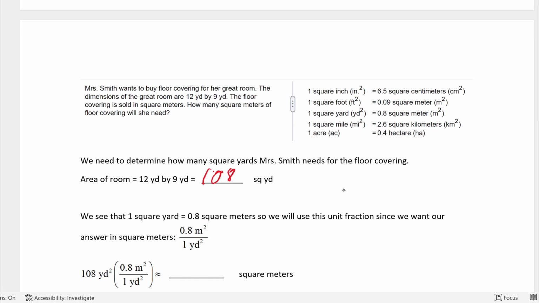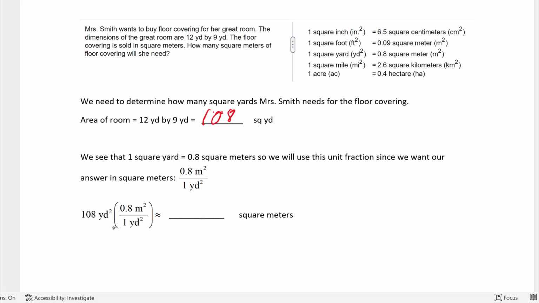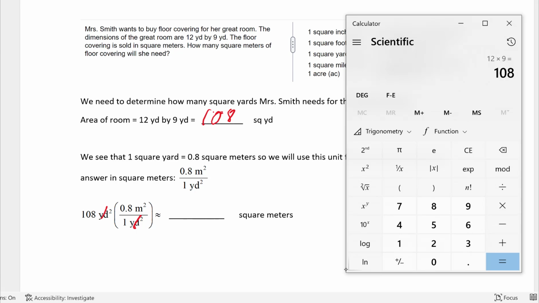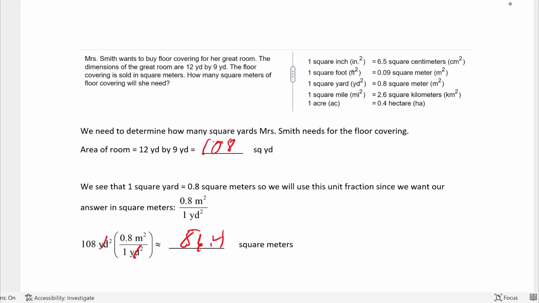Again, thinking about how I want my answer, I want my answer in square meters, so my unit fraction is going to be set up with the square meters units in the numerator. This is the unit fraction I'm going to use. I'm going to take the area that we have, the 108 square yards, multiply it by that unit fraction, and again, notice the square yards are going to cancel, and I'm going to end up with an answer in square meters, which is what I want. So I'm going to take 108 and multiply by 0.8, and I get 86.4. So she needs to order 86.4 square meters of flooring material.